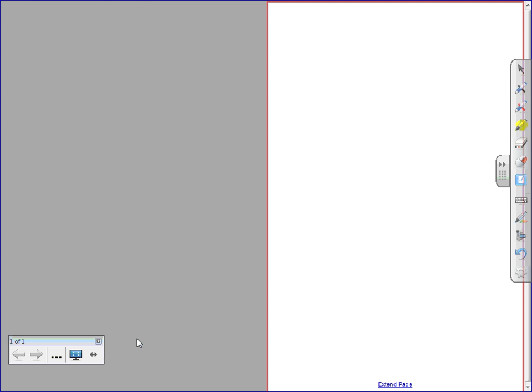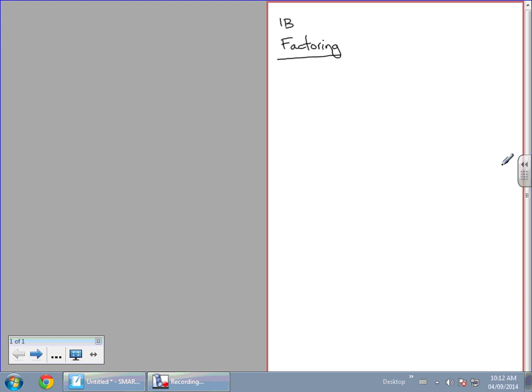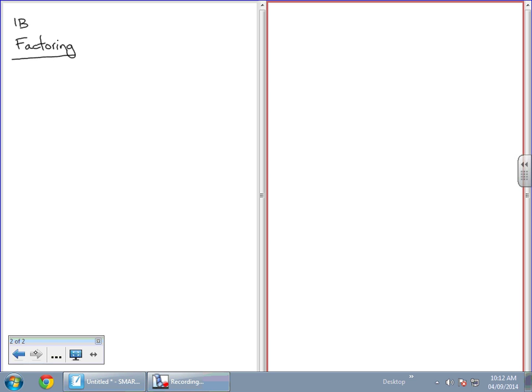So this is box 1B, and we're working on factoring. So remember that factoring is just the opposite of expanding. That's all factoring is. You can always check to see if you've done a factoring operation correctly by expanding it back out and seeing if you've done it.